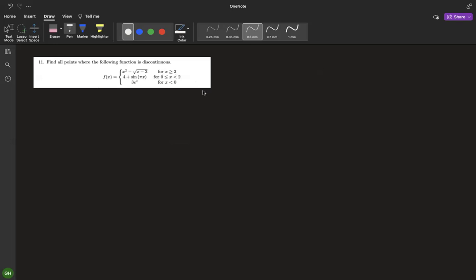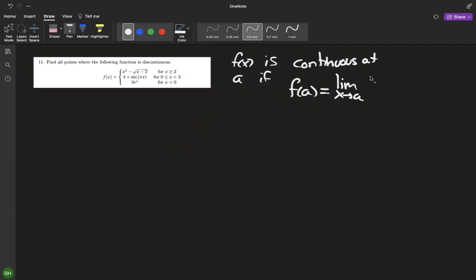What I'm basically saying is, for which is this not true? f of x is continuous at a if f of a is equal to the limit as x approaches a of f of x. So for it to be continuous, the limit has to exist, the function value has to exist, and they have to be the same number.